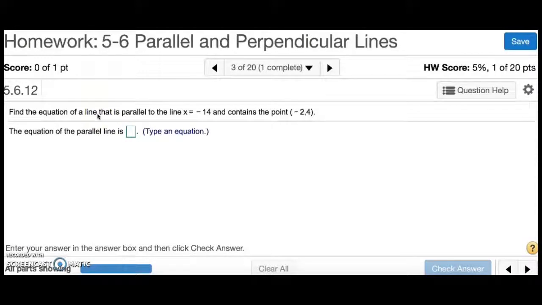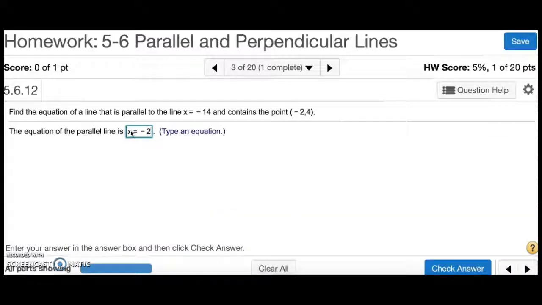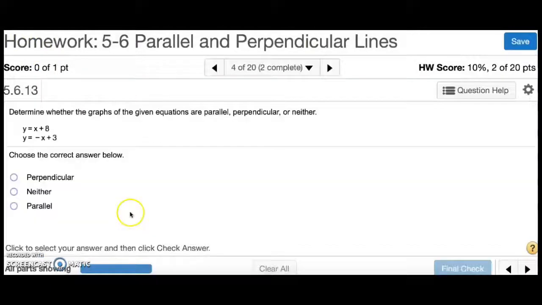Number 3. Find the equation of a line that is parallel to the line x equals -14 and contains the point -2, 4. Now the line x equals -14 is a vertical line, and every x coordinate is -14. Lines parallel to vertical lines are other vertical lines. So if it goes through this point, then it has to have the same x value, so the equation is just going to be x equals that x value of -2. That's number 3.